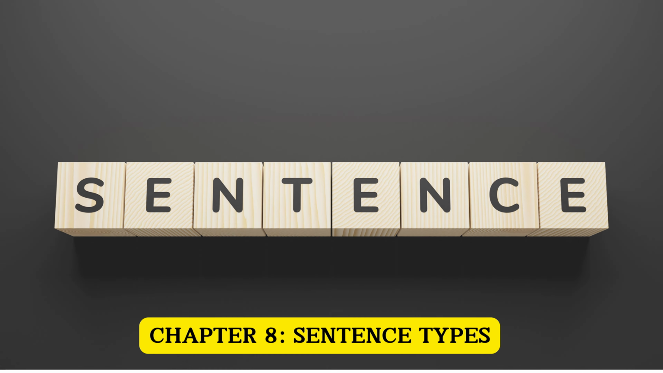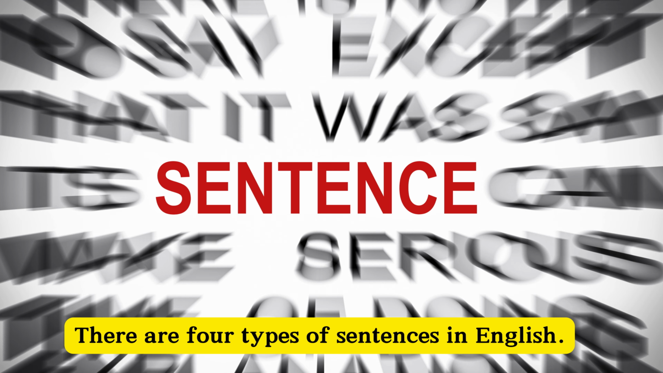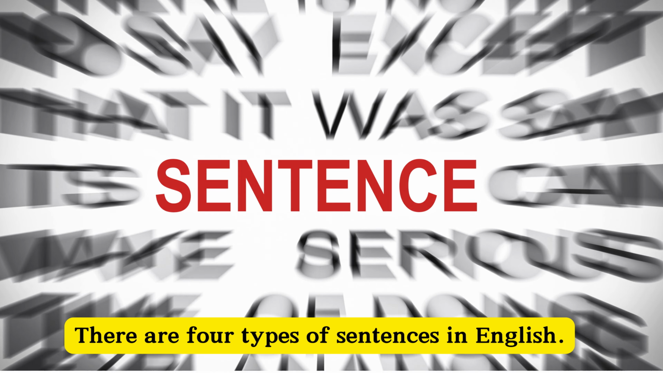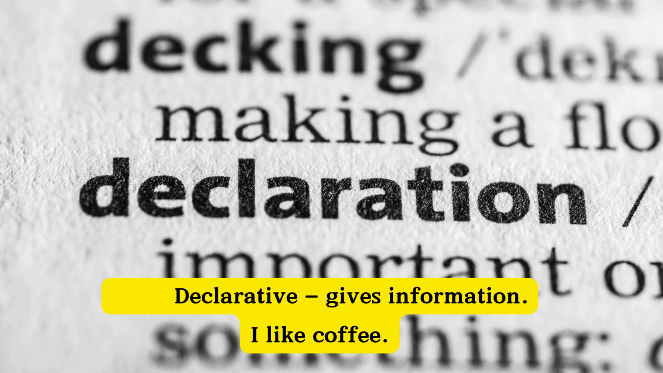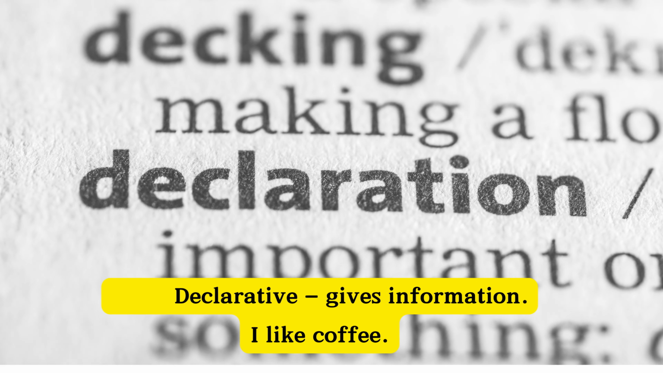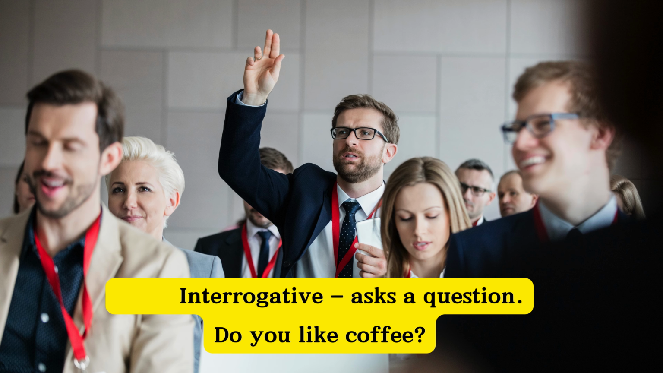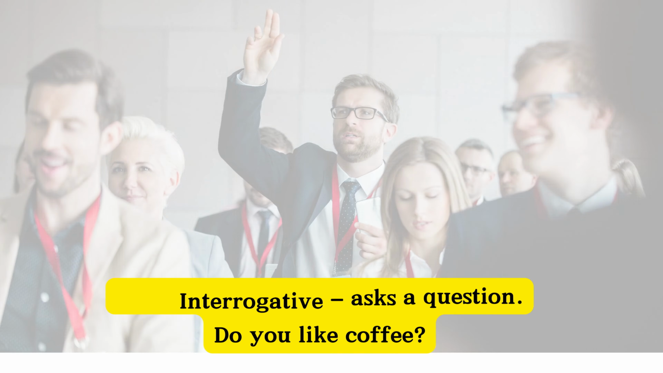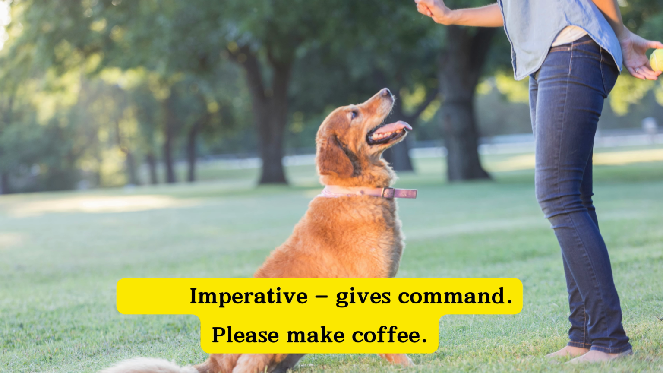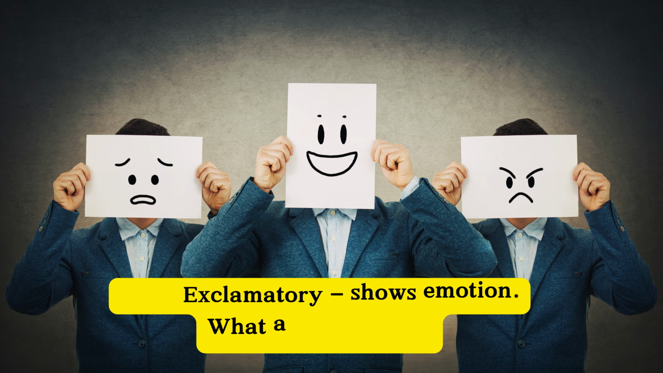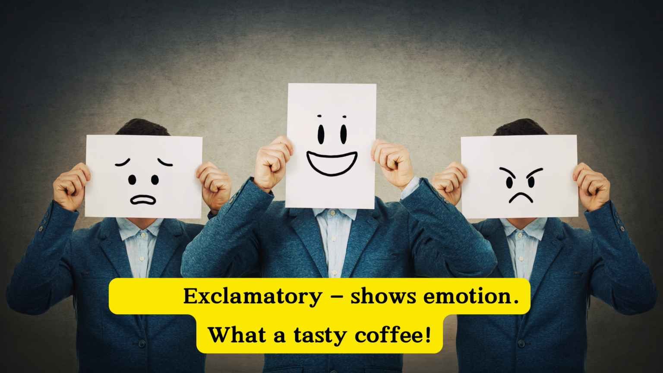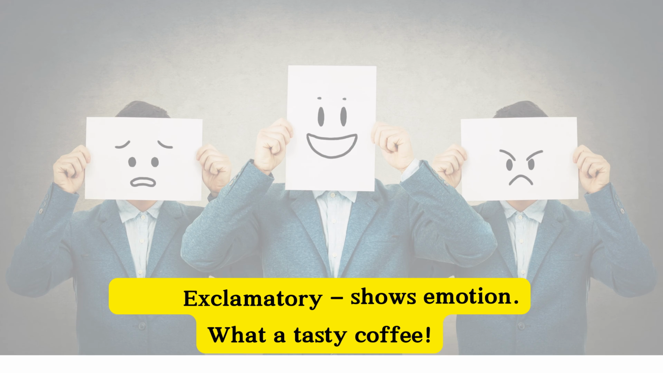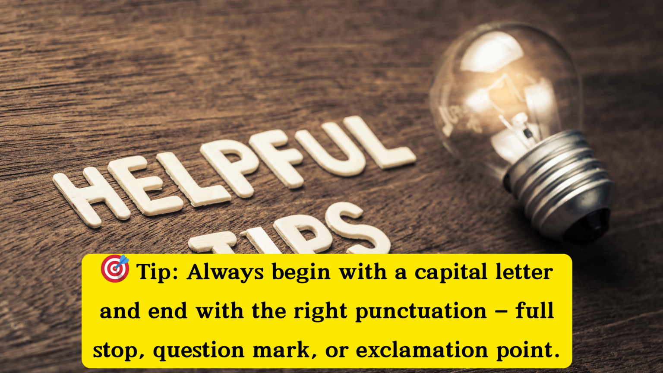Chapter 8. Sentence types. There are 4 types of sentences in English. Declarative, gives information. I like coffee. Interrogative, asks a question. Do you like coffee? Imperative, gives command. Please make coffee. Exclamatory, shows emotion. What a tasty coffee. Tip. Always begin with a capital letter and end with the right punctuation. Full stop, question mark, or exclamation point.